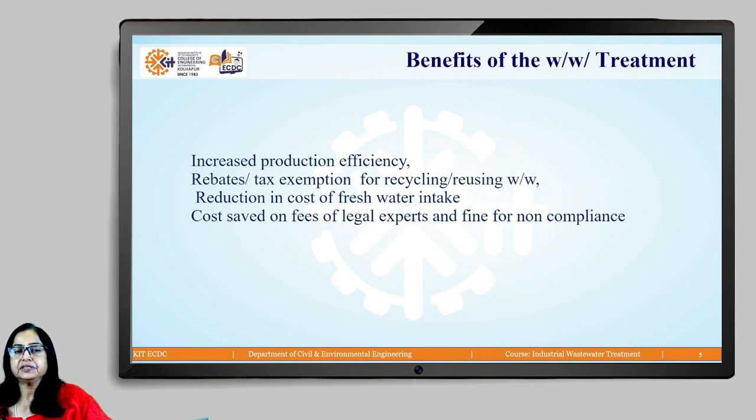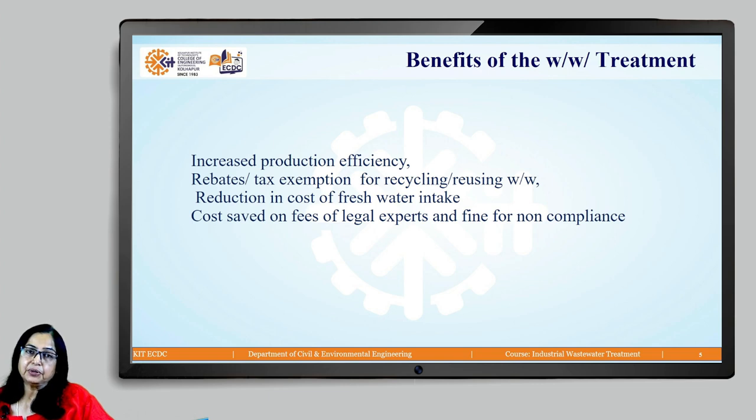The first is increased production efficiency. How? If your waste water is treated, you are compliant, and if in case wastewater is not treated, then the industry might be served closure notice by the respective agency.